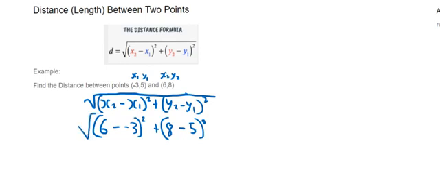And then your square root goes completely over, so I'm a little bit tight there, but yeah. 6 minus -3, so hopefully you know that minus minus makes plus, so when two signs come together like that, 6 minus -3 is 6 plus 3, so that's 9, so we've got 9 squared. The other side I've got 8 minus 5, which is 3, so 3 squared. And I've got a plus in the middle.